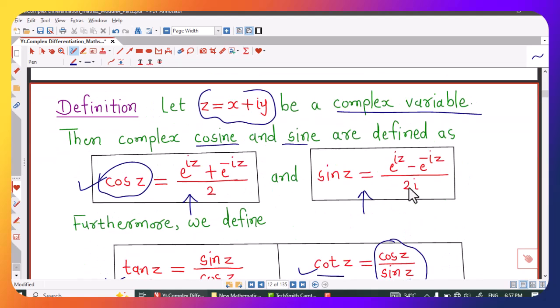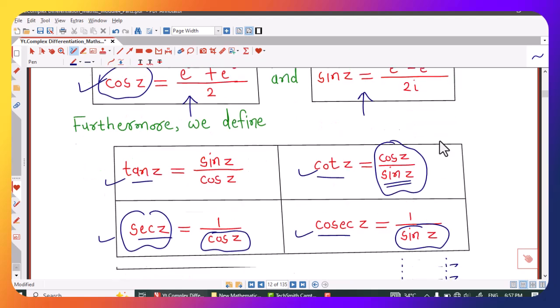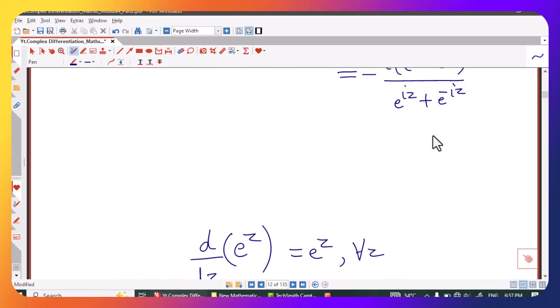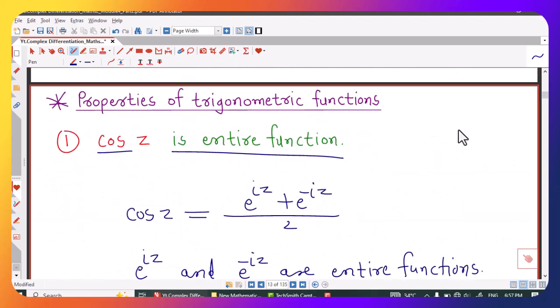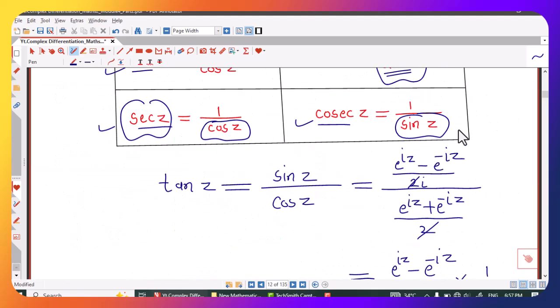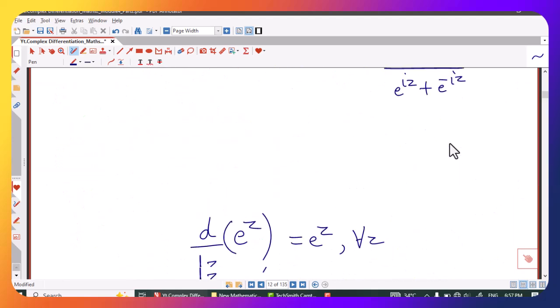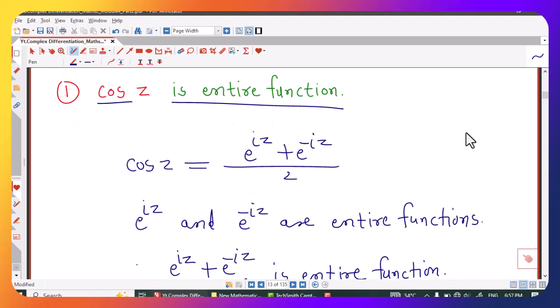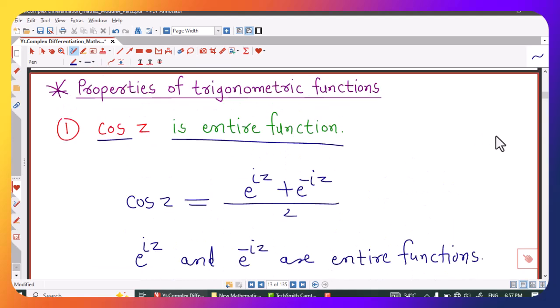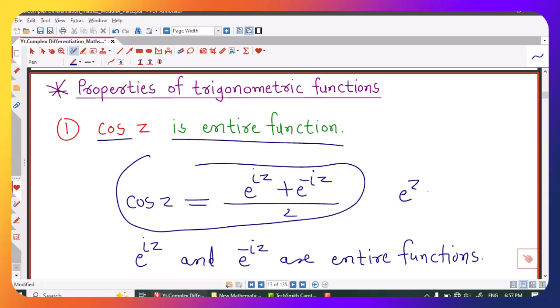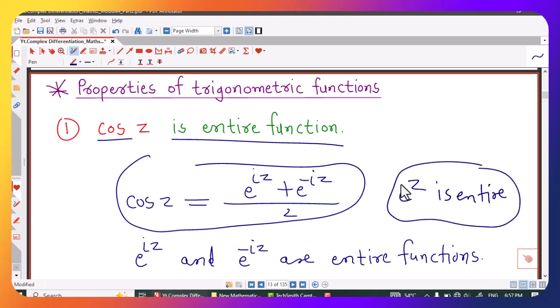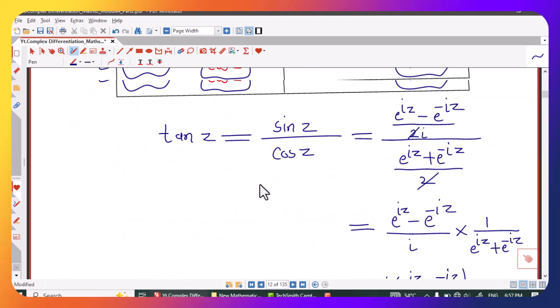So we have just introduced complex trigonometric functions, and we are not going into the details. We will just remember the definition, and they can ask you to prove that cos z is an entire function, sin z is an entire function. So you can use this definition, and the fact that e raised to z is entire, this makes cos z and sin z entire functions.